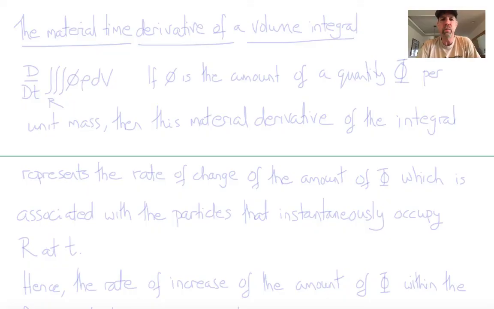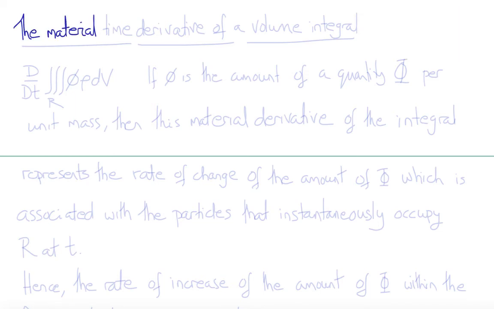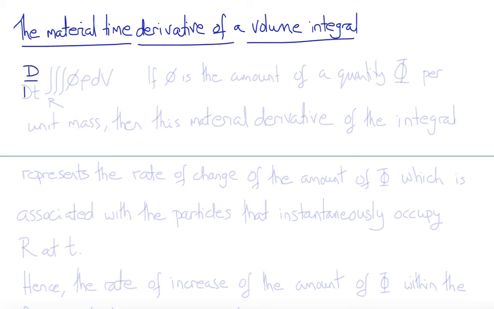You may recall when we derived conservation of linear momentum that we needed to take the material time derivative of a volume integral, and we made the substitution that that was equal to the volume integral of the material time derivative. Now, in fact, that substitution depends on a theorem called Reynolds transport theorem. And while we won't derive Reynolds transport theorem per se, what we will do is prove the result that the material time derivative of a volume integral, in this case of the variable phi, is in fact equal to the volume integral of the material derivative.